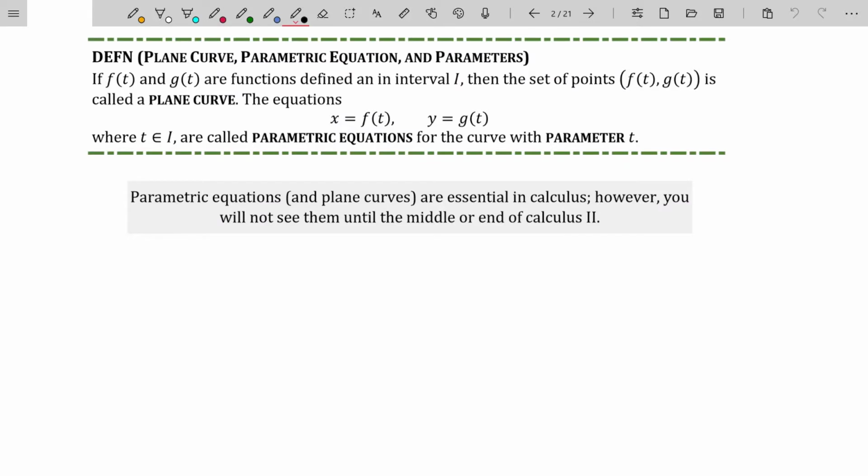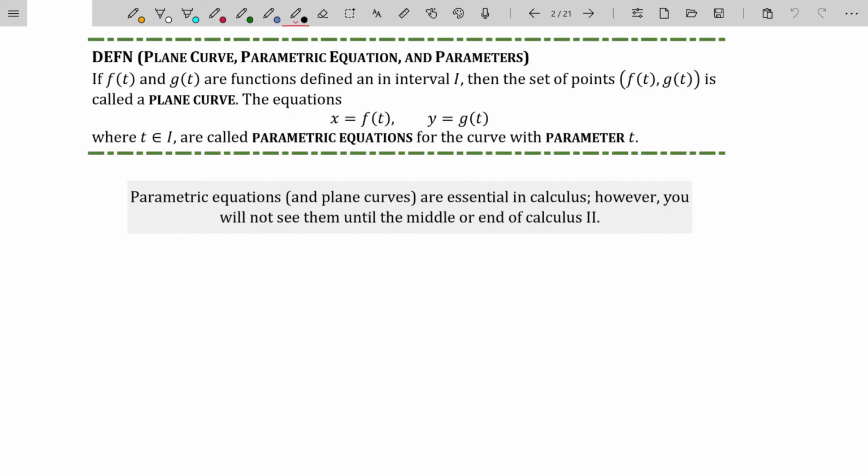So the definition here: if f and g are functions of t defined on an interval I, so time is defined on that interval I, then the set of points (f(t), g(t)) is called a plane curve. The equations x = f(t) and y = g(t), where t is an element of the interval I, are called parametric equations for the curve with parameter t.